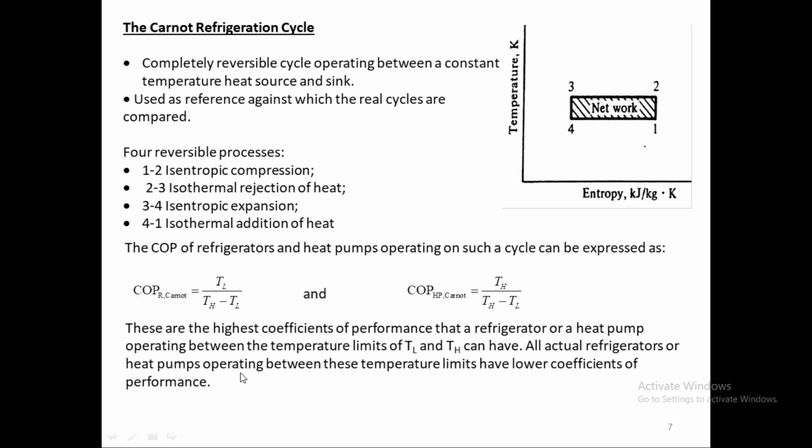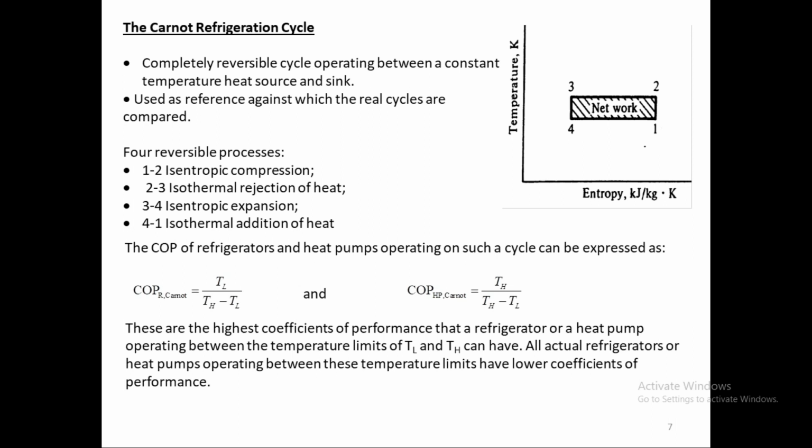All actual refrigerators and heat pumps operating between these temperature limits have lower coefficients of performance, and the reason is obvious, because here we are considering all the processes to be ideal processes, so they can move forward and come backward without leaving any traces on the system.